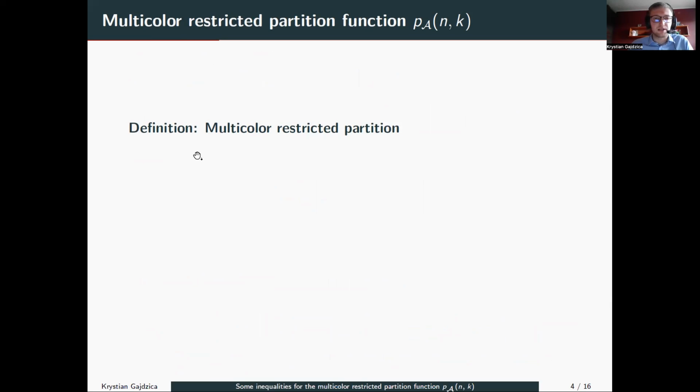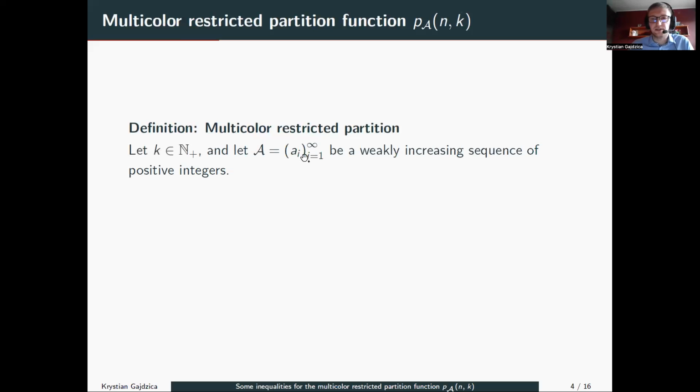In order to do that, we need a positive integer k and a weakly increasing sequence of positive integers, curly a. It doesn't need to be an infinite sequence. This sequence must be of length at least k. So it is not necessary to have an infinite sequence here.